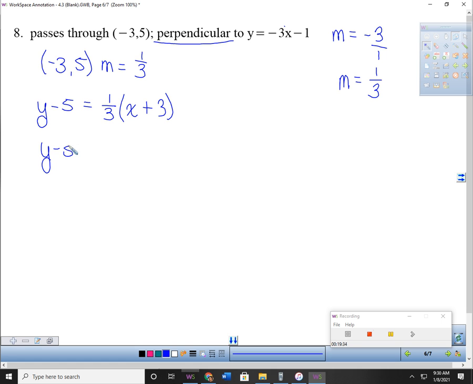So y minus 5 is equal to 1/3 times x and 1/3 times 3, which is 1. Add the 5. So y is equal to 1/3 x plus 6.